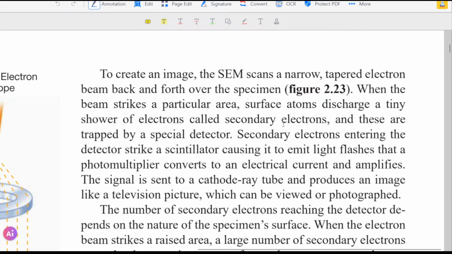The beam electrons knock out the surface electrons, and these are trapped by special detectors. Now you don't want the electrons to be trapped in that area. You want to get rid of these electrons, so you make more space for the upcoming electrons, right? So that's why there is a special detector and they trap these electrons, and the pattern and the area with which it collapses or reflects or hits the detector is all calculated in the detector to make an image.